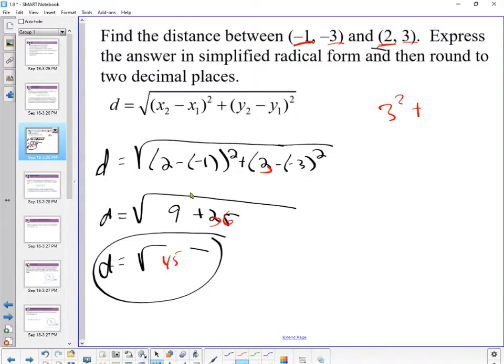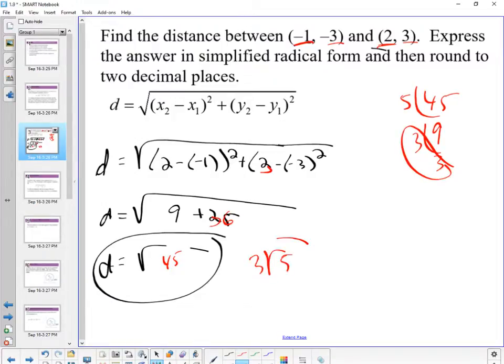And then that one can get factored. You can take out a 9. So 45, we can divide by 5. That's going to give me 9. And then that becomes 3, 3. For every 2, I get to take one out. There we go. So 3 radical 5. Again, if you already know the points, just put down that distance. That's really what you're looking for, right? That's why it's called the distance formula.